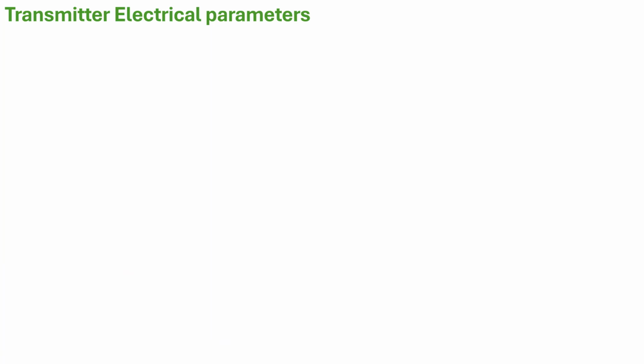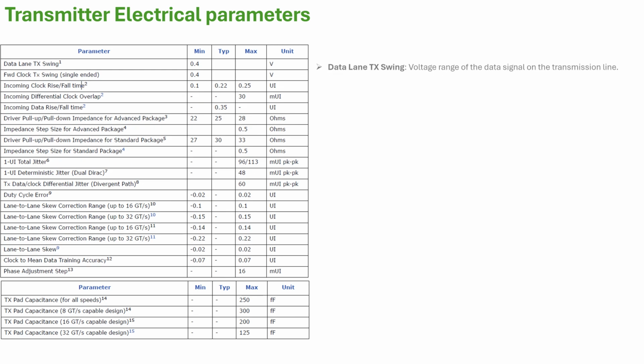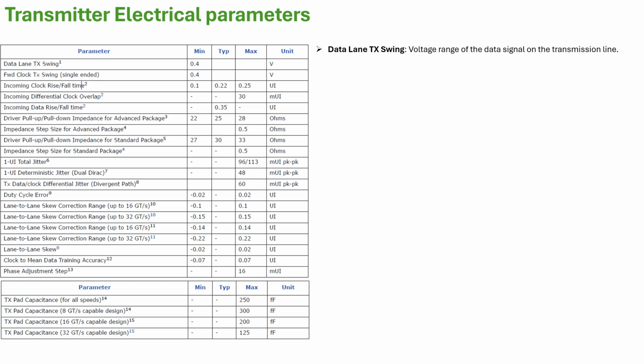Now we learned the transmitter, the circuit part of it. Now let's see the electrical parameters of it. Some of these are listed here. For example, data lane transmitter swing. The minimum given is 400 millivolts, and above is good.